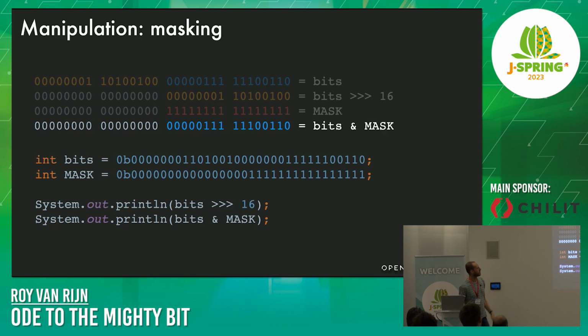It's the same in Java code. This is how you can use a mask. You just make some bits 1, and you AND them together, and you only get the ones that you made 1, because that's how AND works.